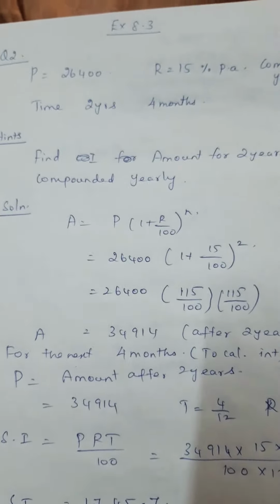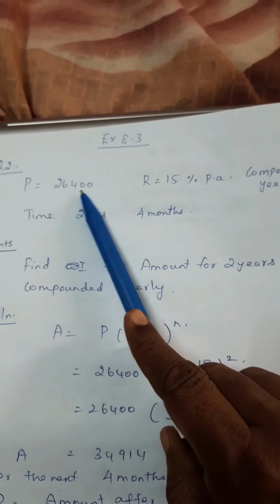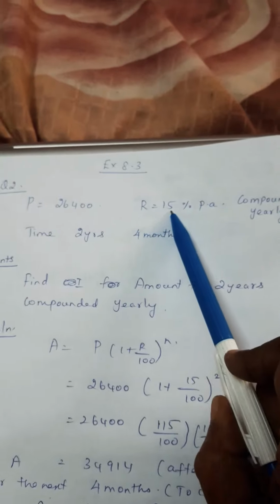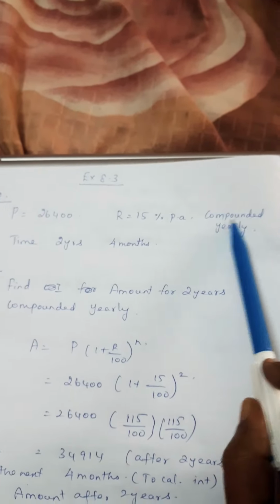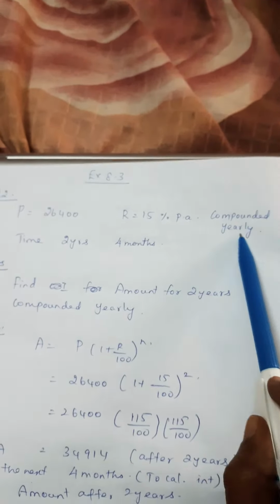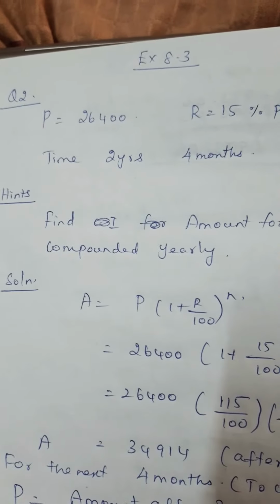Okay, what is given in that question I have written. Now in this question, principal is given as 26,400. Rate is given as 15% per annum, compounded yearly. Compounded yearly and compounded annually are the same. Time is given as 2 years and 4 months.